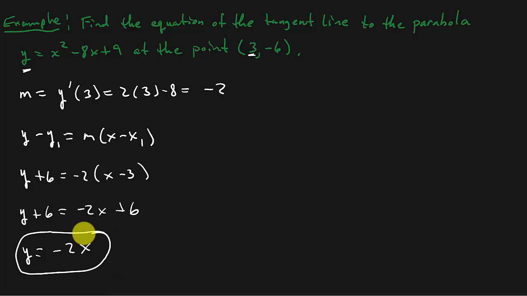So putting all this together, finding the equation of a tangent line, you're finding the slope by finding the derivative of that function and then evaluating that function at that point. And then using the point slope formula from algebra. That's all you're doing here.